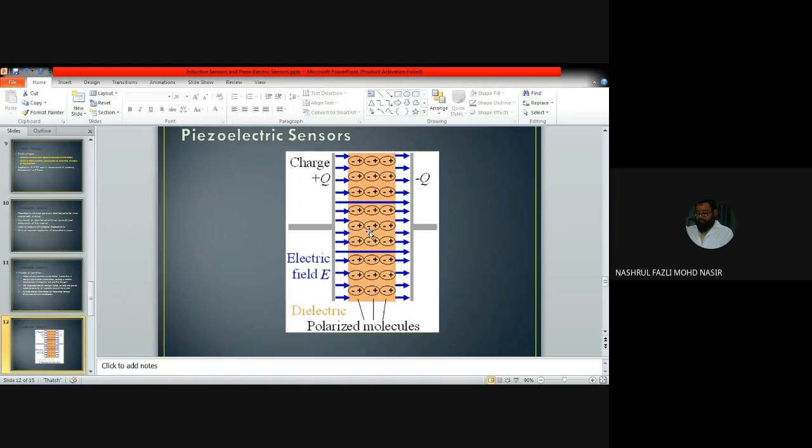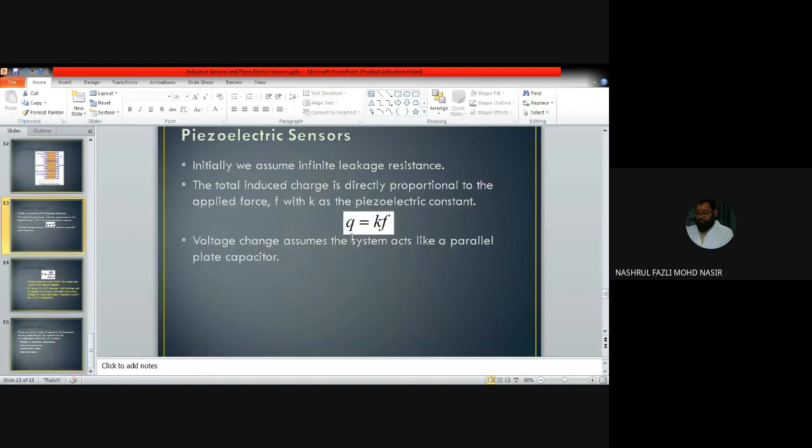This is a diagram of what is happening there, with the polarized molecules. Initially, we assume infinite leakage resistance. The total induced charge is directly proportional to the applied force F, with K as the piezoelectric constant. So you have the charge Q, then K as the piezoelectric constant, and then the applied force. The voltage change assumes the system acts like a parallel plate capacitor. This is one of the assumptions.